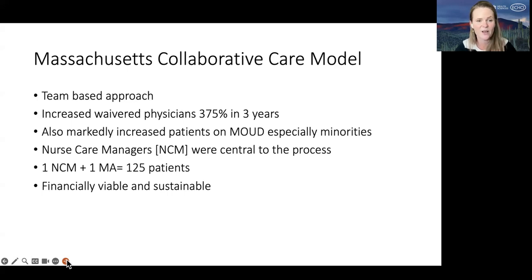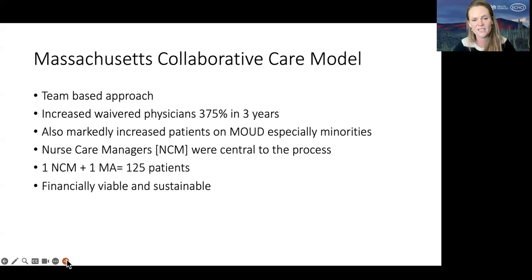What they did here with the original model, back in the dark days of the data waiver, which thank goodness are behind us, was that they were able to increase the waivered physicians by 375% in 3 years, which is so remarkable. And a lot of that was through the robust education, training, and support program, which we'll talk about in a moment. Another accomplishment there was that it really increased the number of patients on MOUD, particularly minorities. And we know historically, as healthcare organizations, we have not done a great job of making treatment access very ready for these populations or following up with treatment engagement.